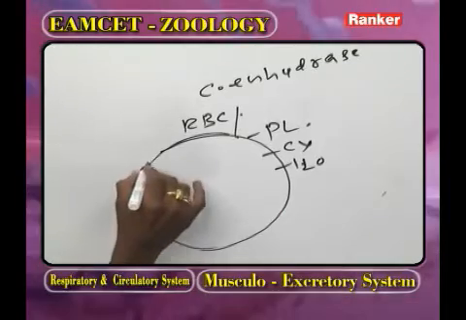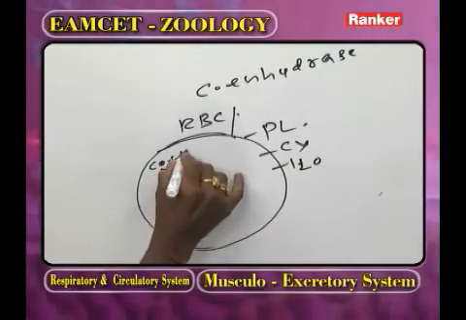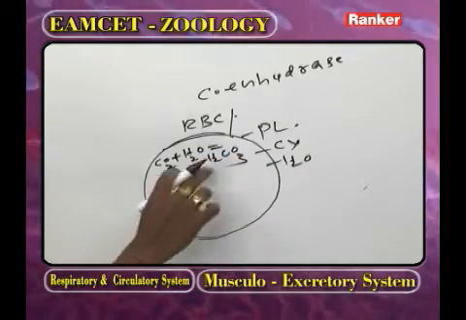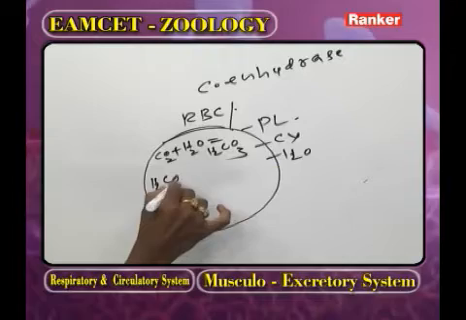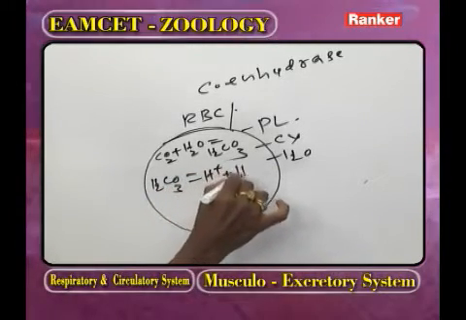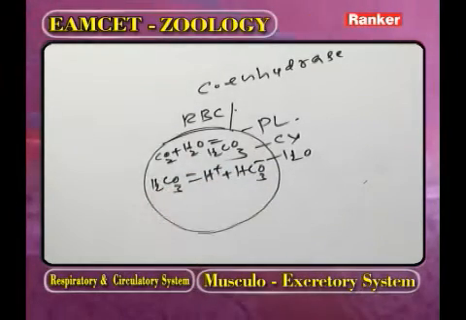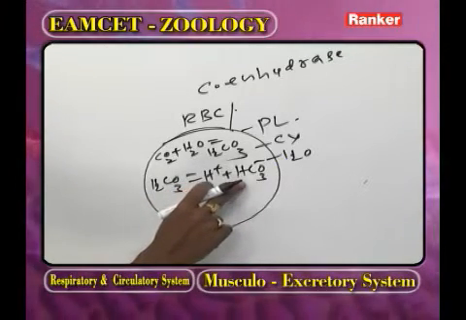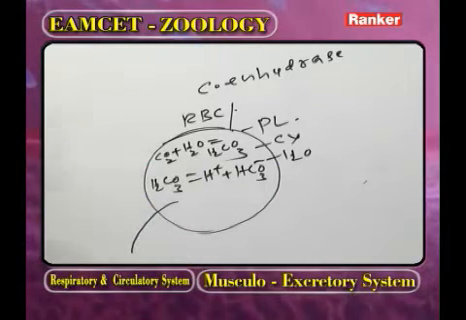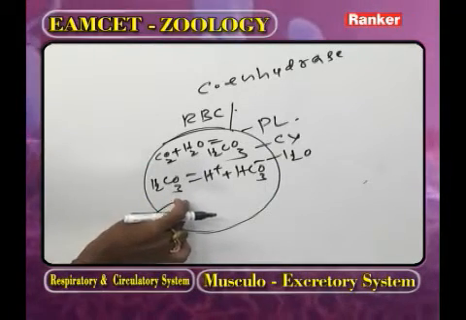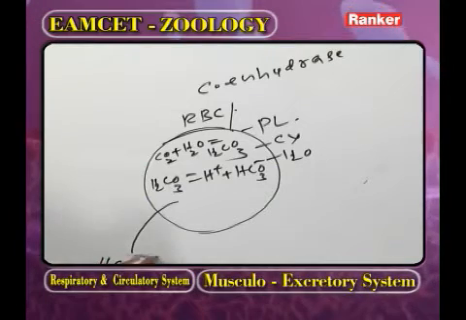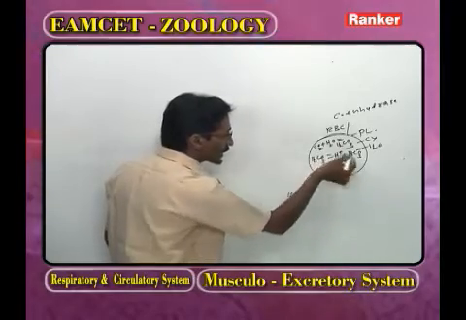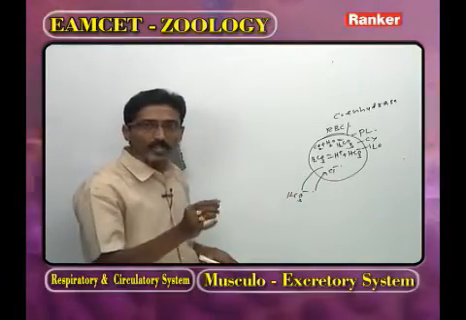Because of this enzyme, the carbon dioxide quickly combines with water. We are getting H2CO3. It is unstable. The H2CO3 immediately dissociates into H+ and HCO3-. Now you observe, in the RBC HCO3- is present. First of all, HCO3- from RBC enters into plasma. Instead of that, from the plasma, the Cl- enters into RBC. That is the chloride shift.